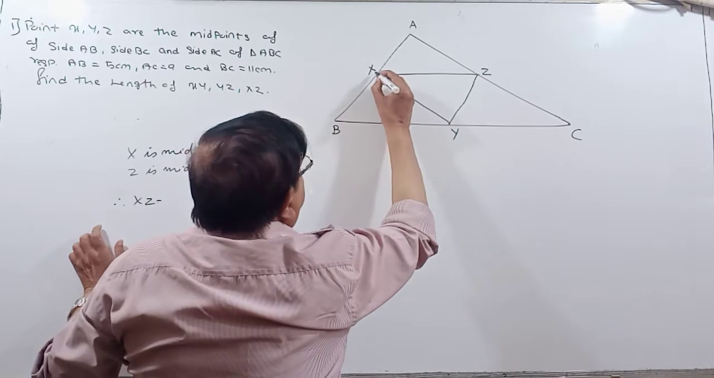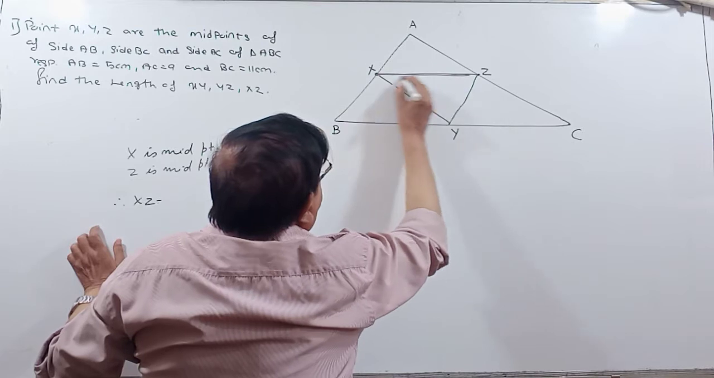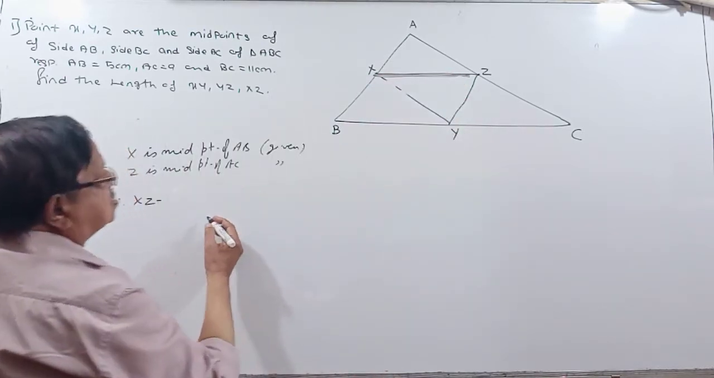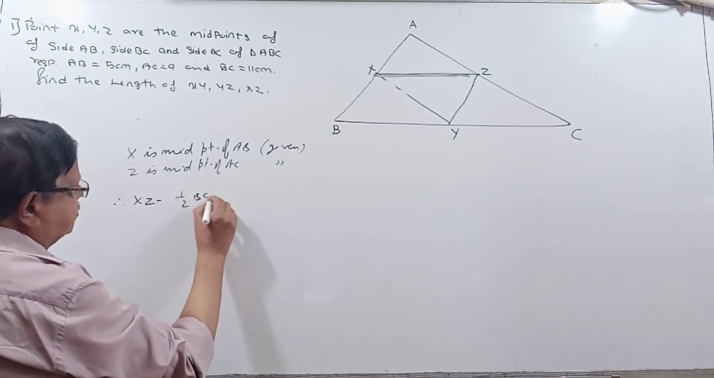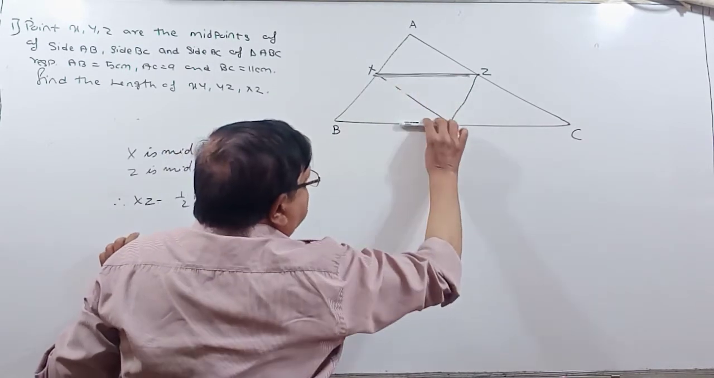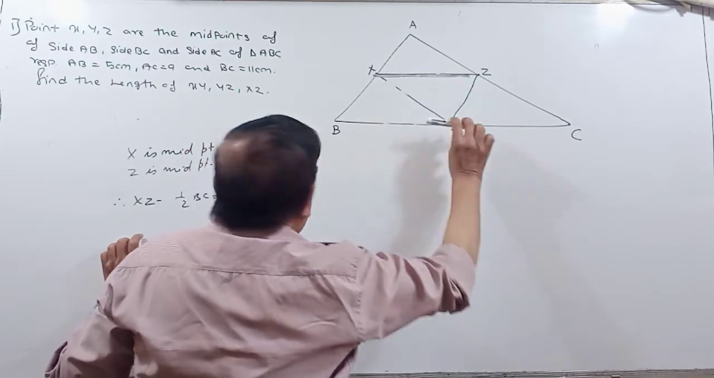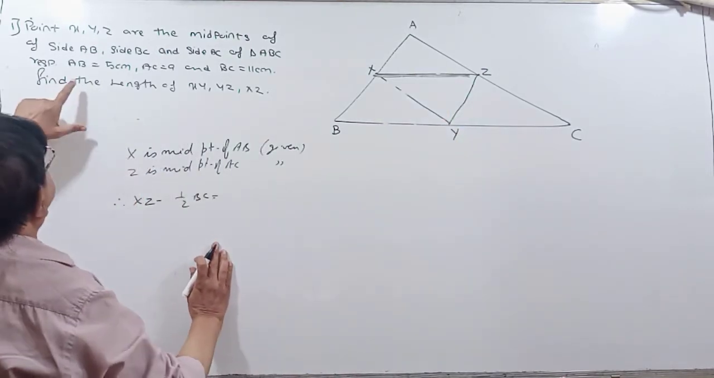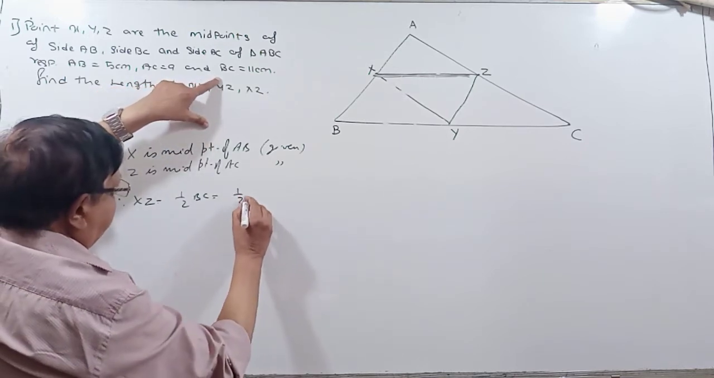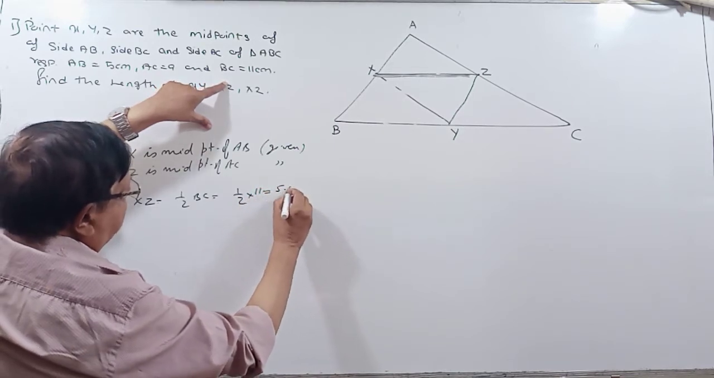This is the midpoint of AB. This is the midpoint of AC. This segment is equal to half of BC. So XY is equal to half of BC. The line joining the midpoints of two sides is parallel to the third side and equal to half of the third side. XY is equal to half of BC. Is BC given? BC is equal to 11. Therefore, half of 11 equal to 5.5 centimeter.